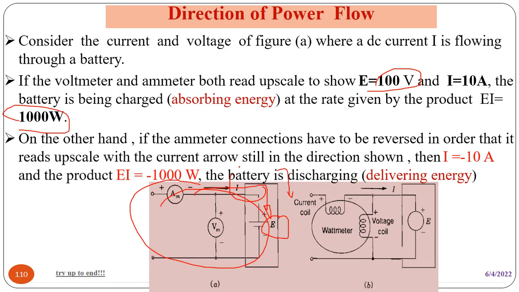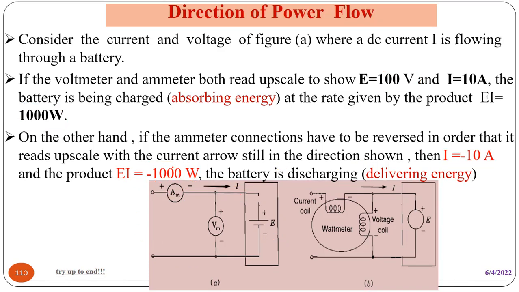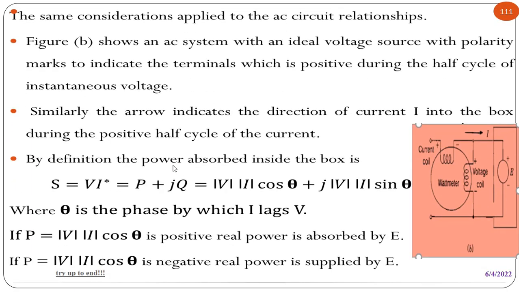On the other hand, if the ammeter connection has to be reversed, so that it reads upscale with the current arrow still in the direction shown, it reads minus 10 amperes. The battery discharges. The same consideration applies to an AC supply.